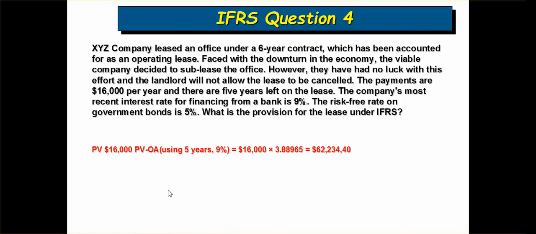Luckily, question 4 is pretty much the same question. 6-year contract. They have 5 years left. They're stuck with the contract. 9%, 5%. Again, we're going to go with the more conservative 9% using table 6-4. You get 3.88965. So you're doing the same question with different numbers again.